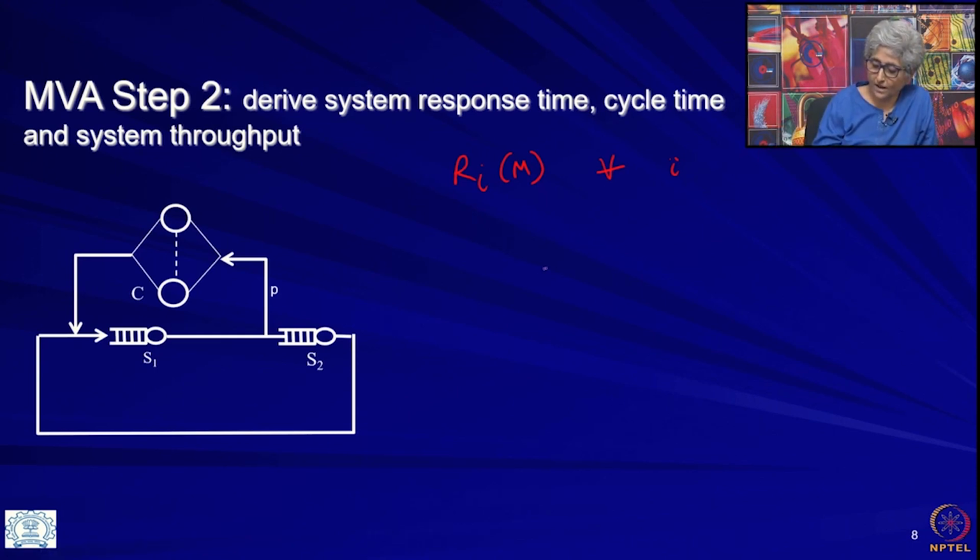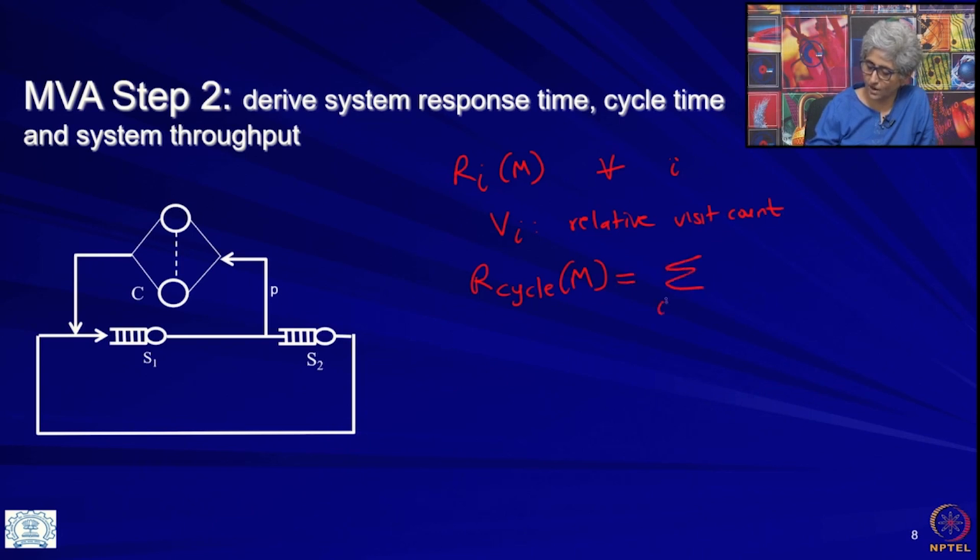From RIM, remember that I have my Vi's, which are relative visit counts. I can find my R cycle time at load level M as a simple summation, I equal to 1 to n, if there are n stations in the network, of Vi RIM. So, remember I have RC, I have R1, I have R2, I have everything here.